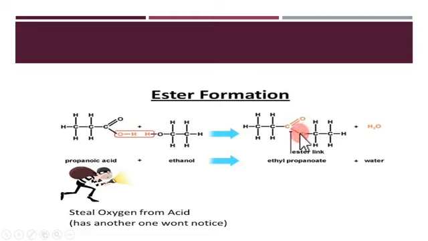Now the functional group that we have here, from this carbon double bonded to an oxygen, joining with this oxygen from the alcohol, is called the ester link. So that's the functional group of the ester. We call it the ester link.